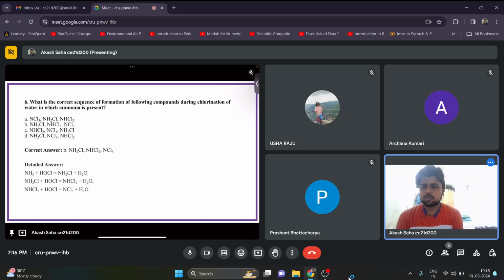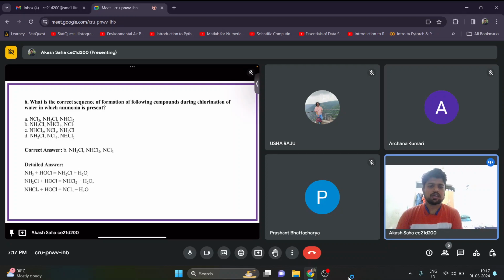So again one more chlorine will get attached, removing one hydrogen. And then again after reacting with HOCl, we can see NCl3. So this is the final product. After that, no chlorine can be added in the system. So the correct sequence is NH2Cl, NHCl2, and then NCl3.